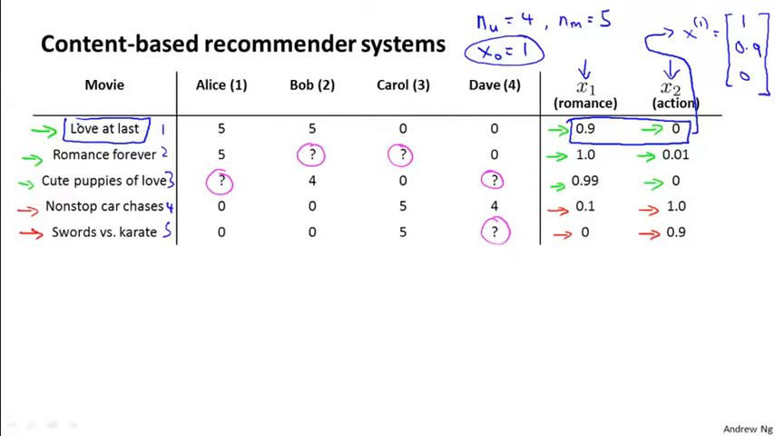So for Love at Last, I would have a feature vector x1. For the movie Romance Forever, I may have a separate feature vector x2, and so on. And for Swords versus Karate, I would have a different feature vector x superscript 5. Also, consistent with our earlier notation, we're going to set n to be the number of features not counting this x0 intercept term, and so n is equal to 2 because we have 2 features, x1 and x2, capturing the degree of romance and the degree of action in each movie.